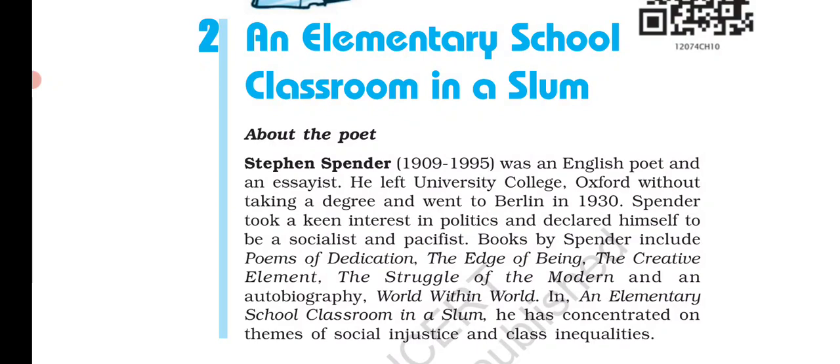Spender was born on 28 February 1909 and died on 16 July 1995. He was an English poet, novelist, and essayist, and in his works you will always find the themes of social injustice, class inequalities and struggles, right? It is very commendable that he was appointed poet laureate in the United States Library of Congress in 1965.